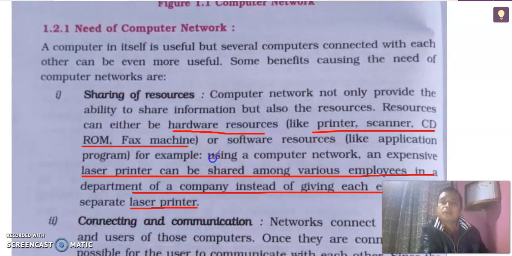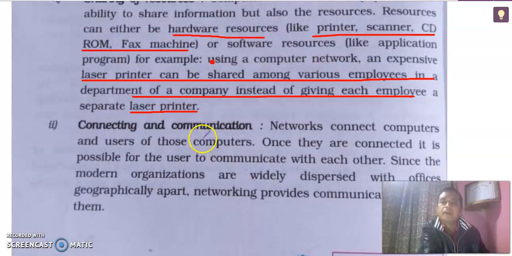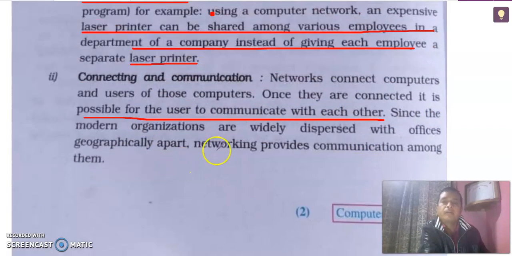The next purpose is connection and communication. Of course, the main purpose is to communicate. A network connects computers and the users of those computers. Once they are connected, it is possible for users to communicate with each other. Communicate means we can send and receive data and information between these computers. And since modern organizations are widely dispersed with offices geographically apart, networking provides communication among them.